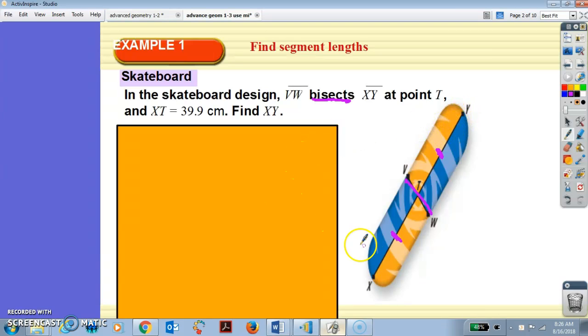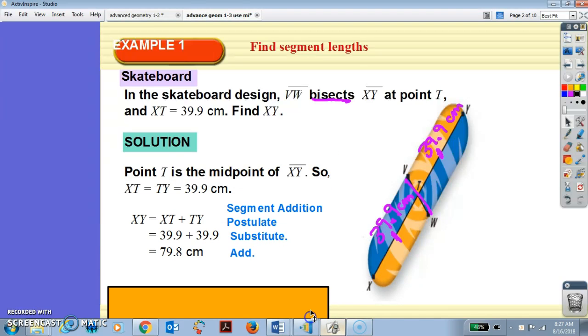So if segment XT is 39.9 centimeters, then segment XY, well, if this is 39.9 and this is 39.9 because it's cut into two equal segments, then when you multiply that by 2, what do you get? 79.8. How did I do that? Well, 40 plus 40 is 80, and you're 0.2 shy of 80, 79.8. You shouldn't have to pick up your calculator for that. All right, and this is the segment addition postulate. Part plus part equals the whole.